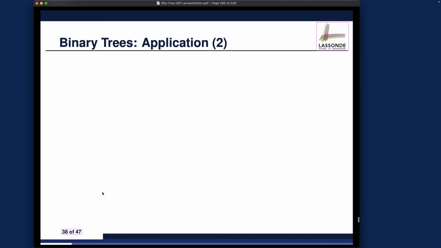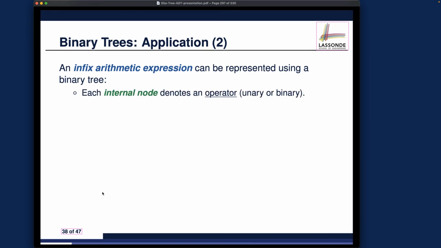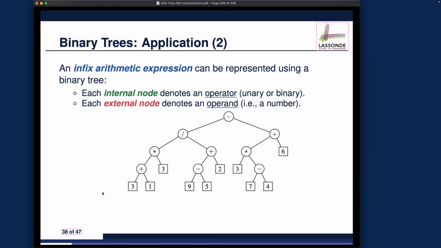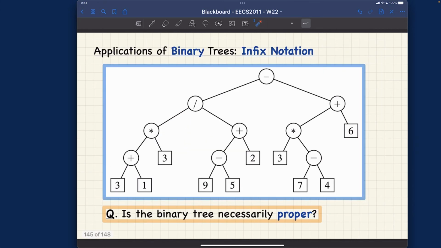The second application I'd like to talk about is also very useful. It's called the infix arithmetic expression. We talked about postfix notation earlier. Let's now talk about infix. Each internal node represents an operator, either unary or binary. And external nodes represent the operands, like a number. Okay, so this will be one example. Let me illustrate it right away. It's rather straightforward. So this will be some example tree.